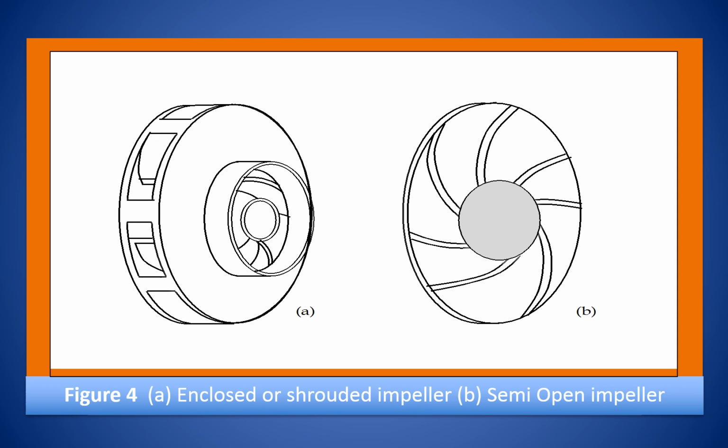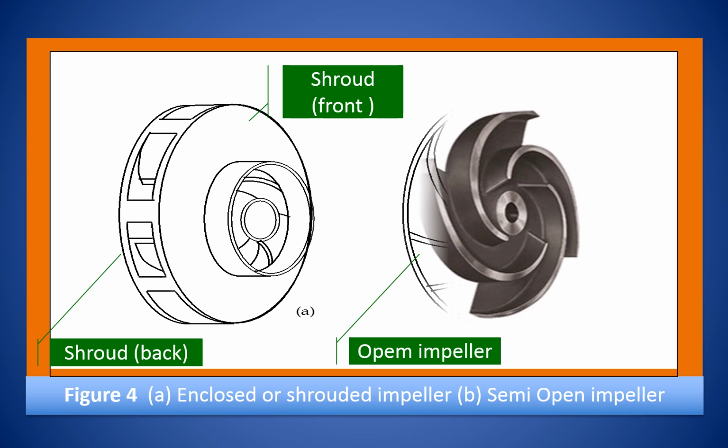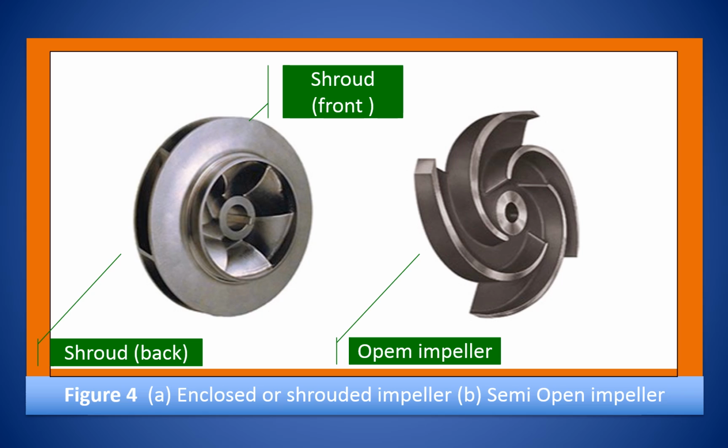This figure illustrates the types of impeller. The open impeller, which has no shroud or a cover plate, and a closed impeller which has shrouds on both sides. Between these two is the semi-open impeller which has only one shroud, that is on one side.